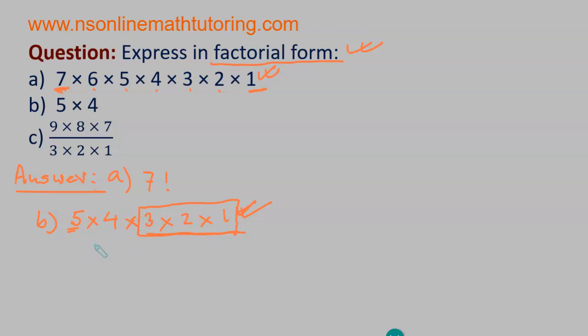I cannot do that. Therefore, since I have added this in the numerator, I will be adding the same thing in the denominator. 5 times 4 can be thought of as 5 times 4 over 1.